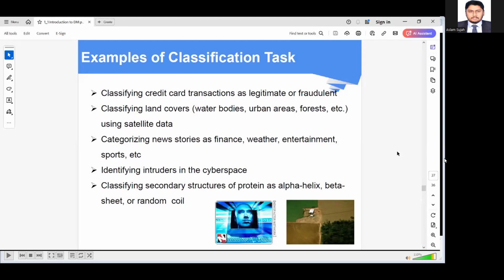So that is one example. They are classifying whether the transaction is legal or a fraud transaction. If it is legal, they will allow you to transfer money. Otherwise, they will decline the transaction.